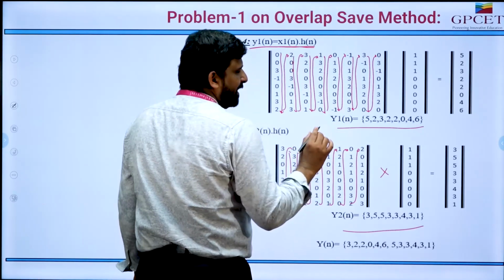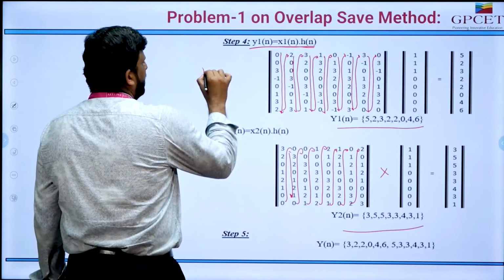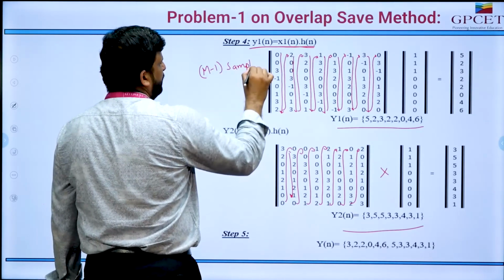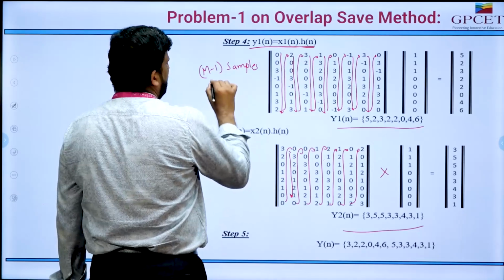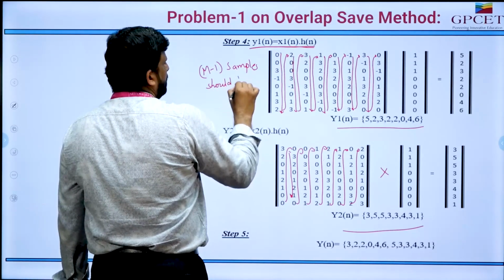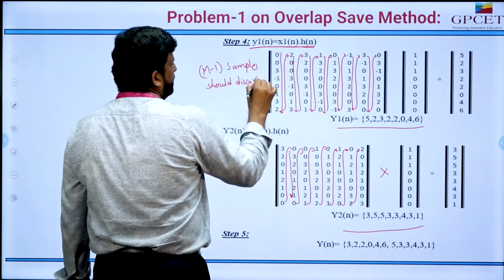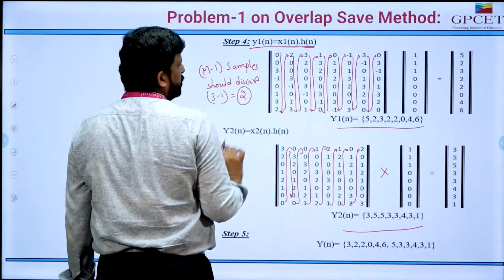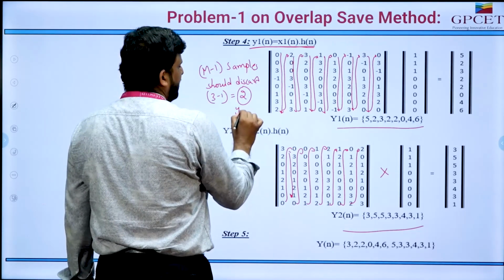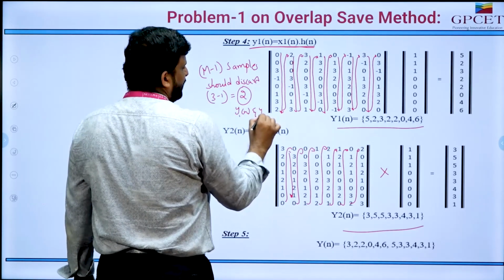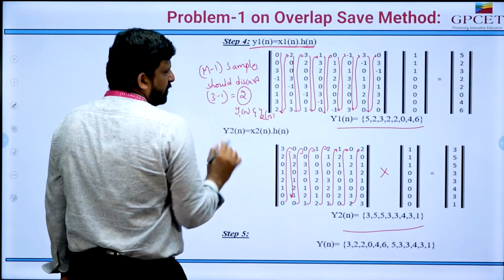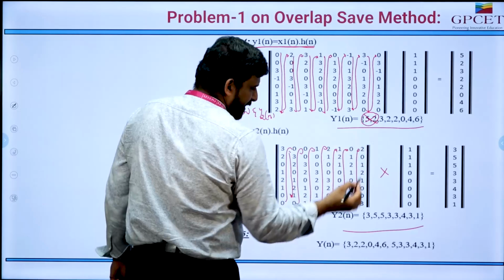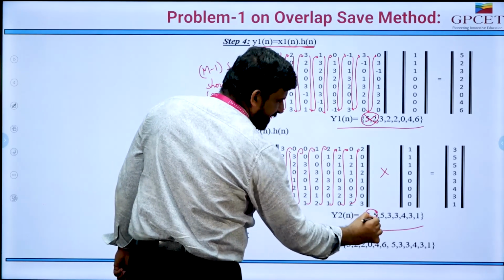we need to discard the m-1 samples. So m-1 samples are discarded in each of the sequences we got. So m-1 means 3 minus 1, that is 2 samples in the sequence should be discarded in both y1 of n and y2 of n. So what are the 2 samples here? 5, 2 are discarded, and here 3, 5 samples are discarded.